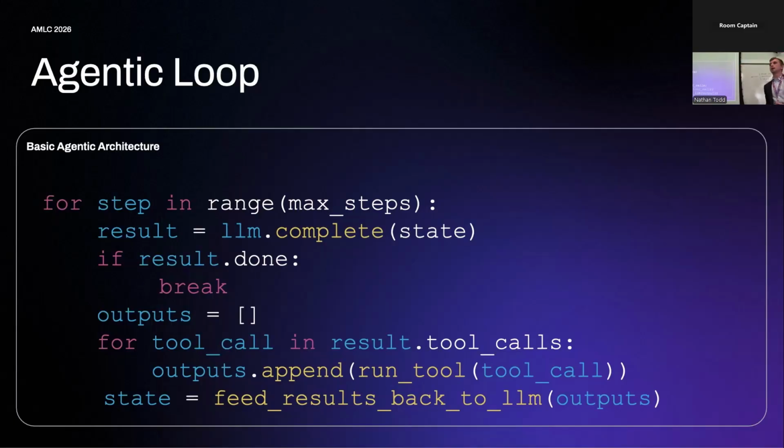We get the result from the LLM just by passing in the current state, which again is our context, all the relevant information that we want our LLM to know. If the LLM returns done, then we're done. We break the loop and we present our output. Otherwise, we want to set up our outputs list and go through all the different tool calls the LLM needs and aggregate the responses and then feed it back to the LLM and create a new state.